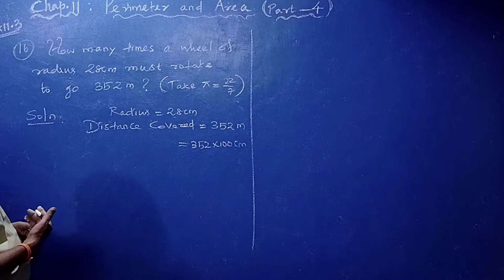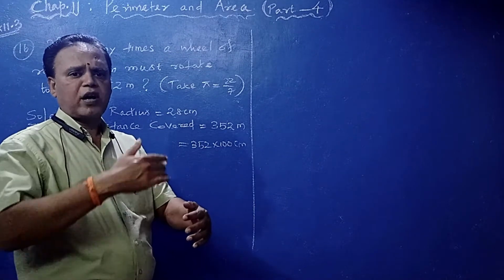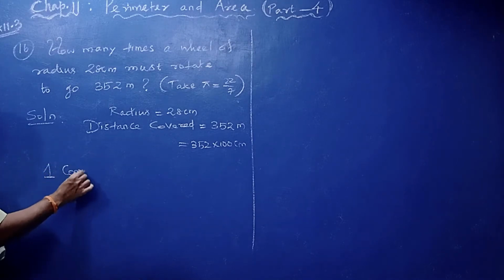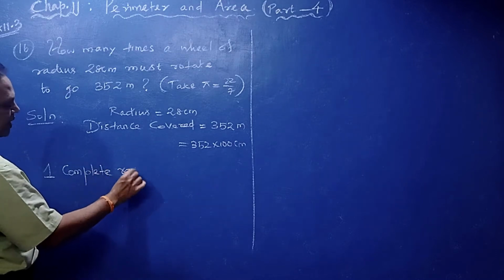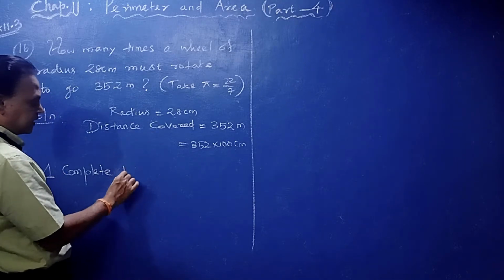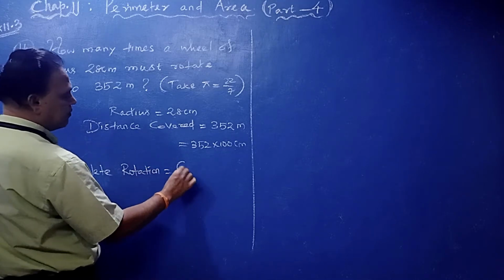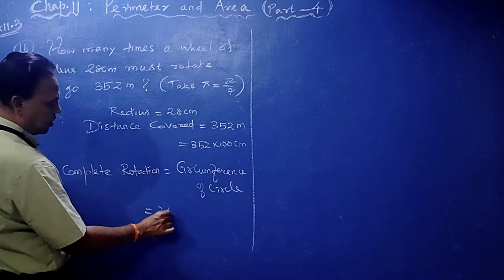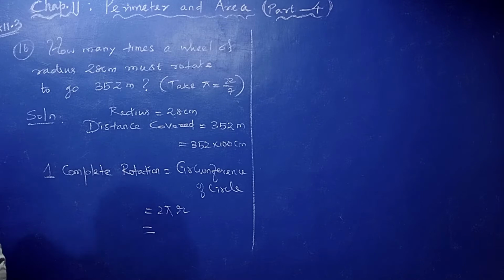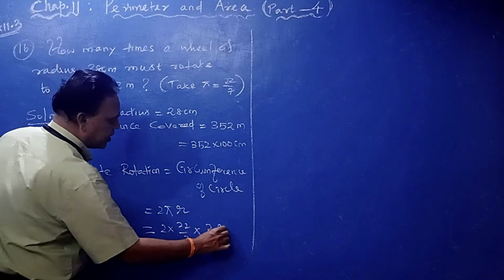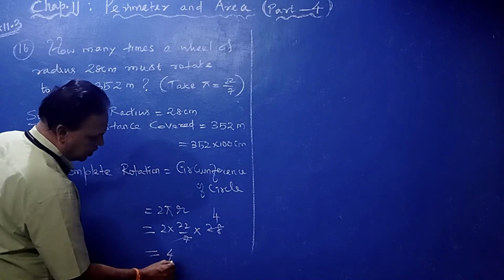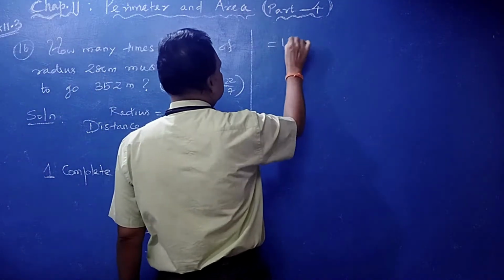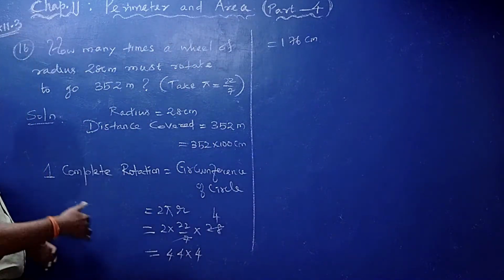Now, how many times will your wheel rotate? The wheel is circular. One complete rotation is equal to the circumference of the wheel, that is 2 pi r. Understand? So that is equal to 2 into 22/7 into 28, it will go 4 times, right? That is equal to 44 into 4, that is 176 centimeter. One complete rotation is the circumference of the wheel.